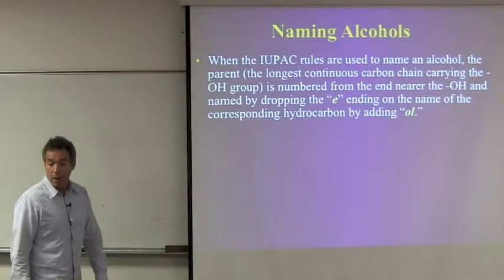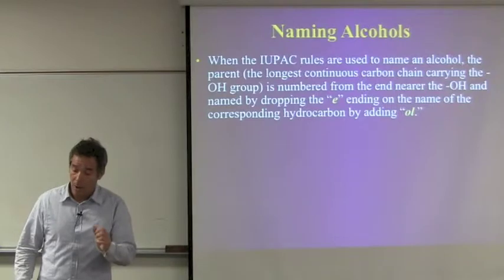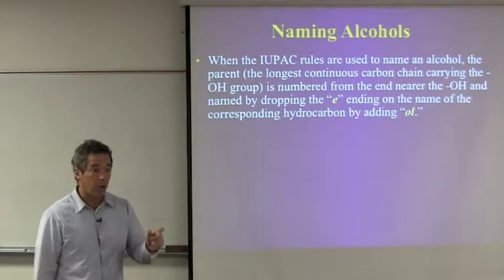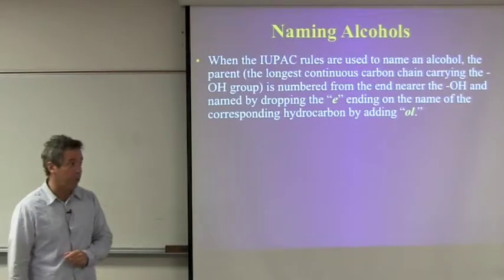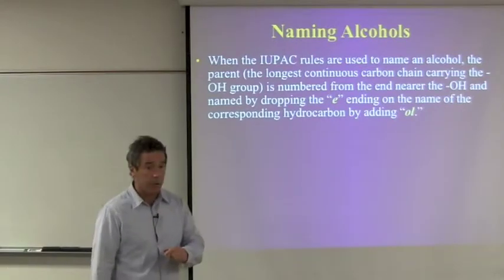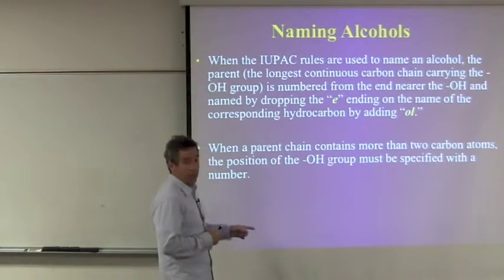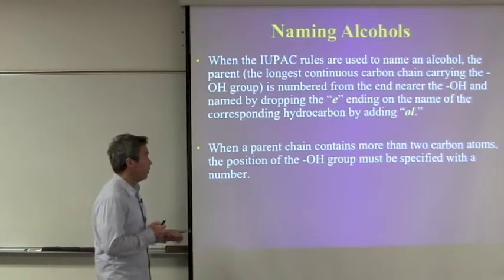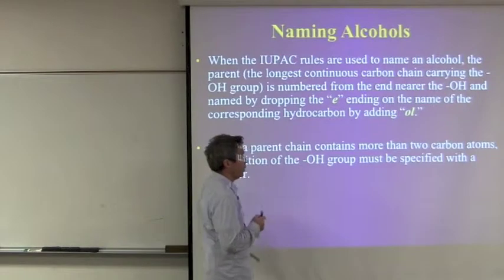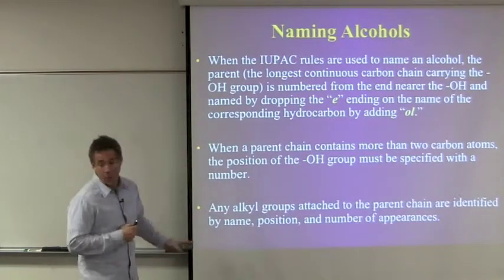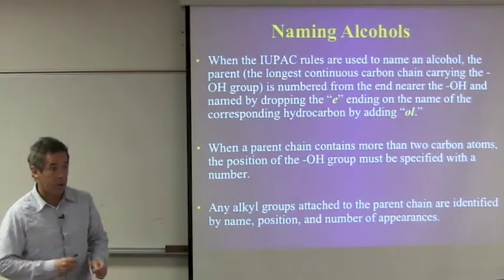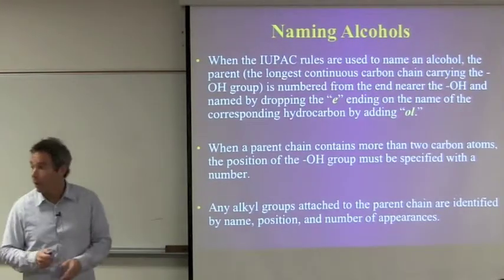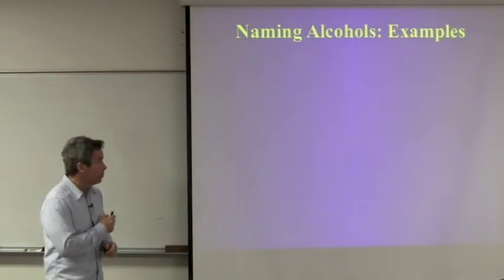We're going to number the parent chain. Carbon number 1 is the carbon that's closest to the hydroxy group, just like you did with amines. Remember with amines, carbon number 1 was the carbon that was closest to the attachment to the nitrogen. When there's more than 2 carbons, we have to put a number in front of the parent chain, just like we did with amines, to signify the position of the hydroxy group. And then when you have substituents, alkyl group substituents, you put them out in front of the parent chain name in alphabetical order like we did with the other organic compounds.